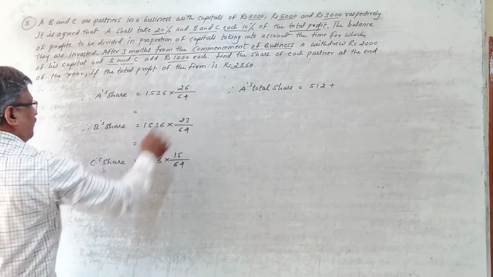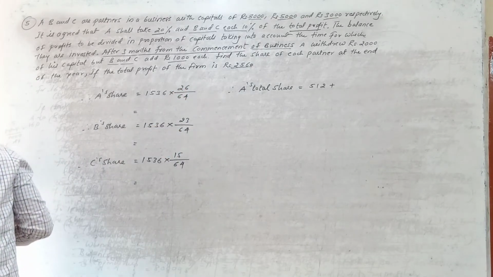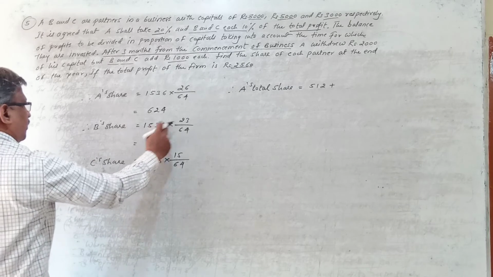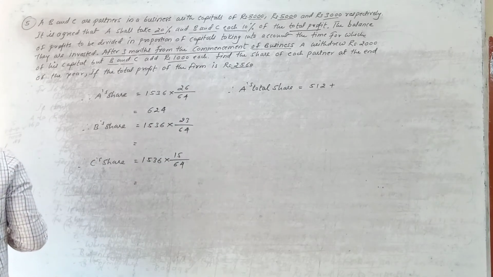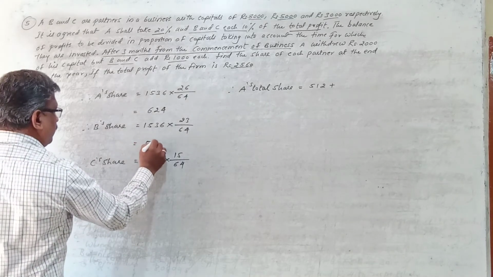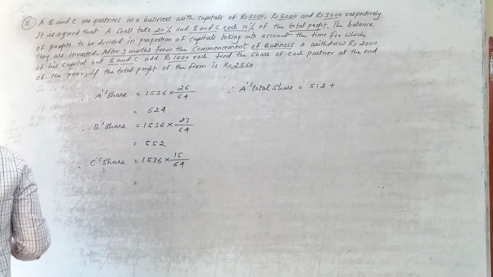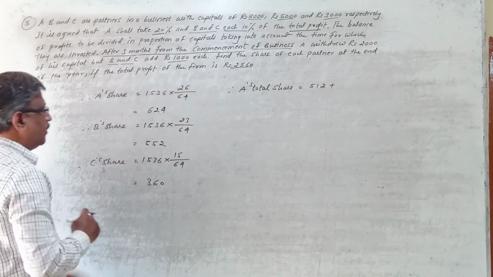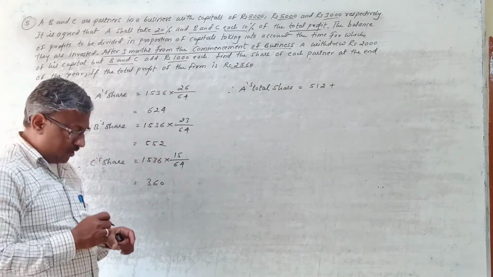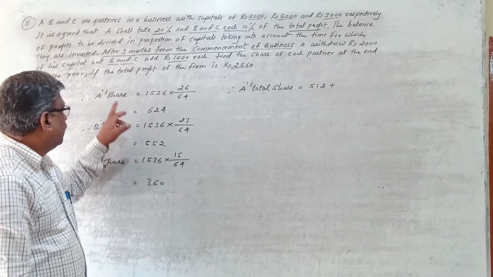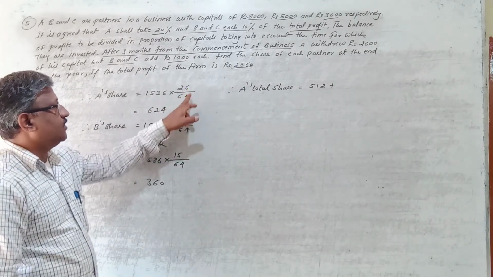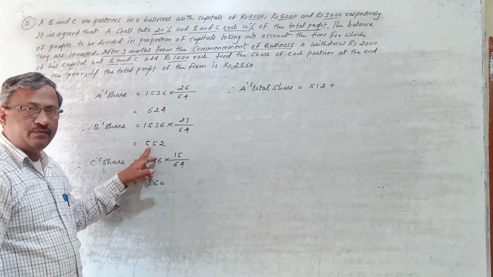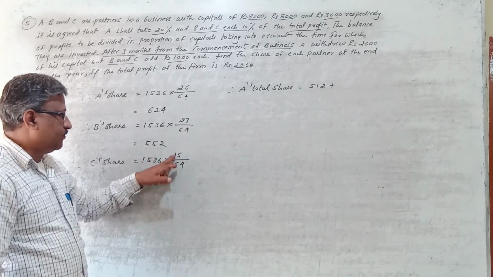1536 into 26 divided by 64 comes to 624. Then B's share, 1536 into 23 by 64, comes to 552. And C's share comes to rupees 360. Yeah. So please make the correction of this. I had done wrong here, right? A's share is 1536 into 26 by 64. It comes to 624. B's share comes to 1536 into 23 by 64, which is 552. And C's share is 1536 into 15 by 64, which is 360.